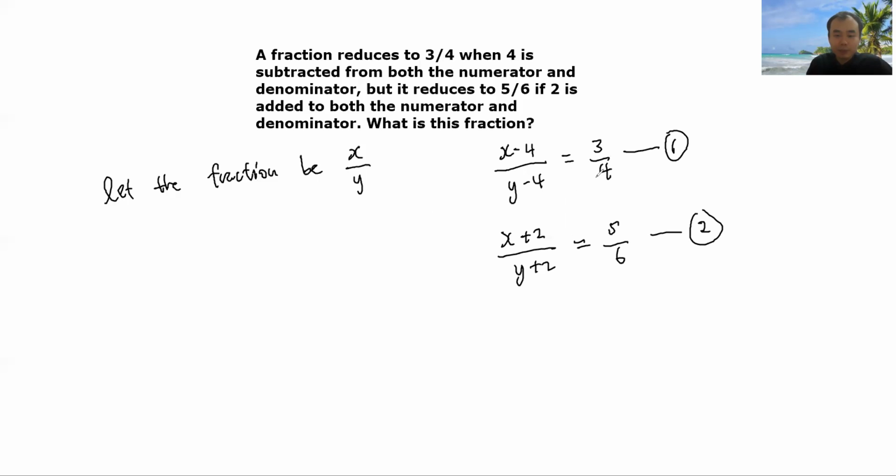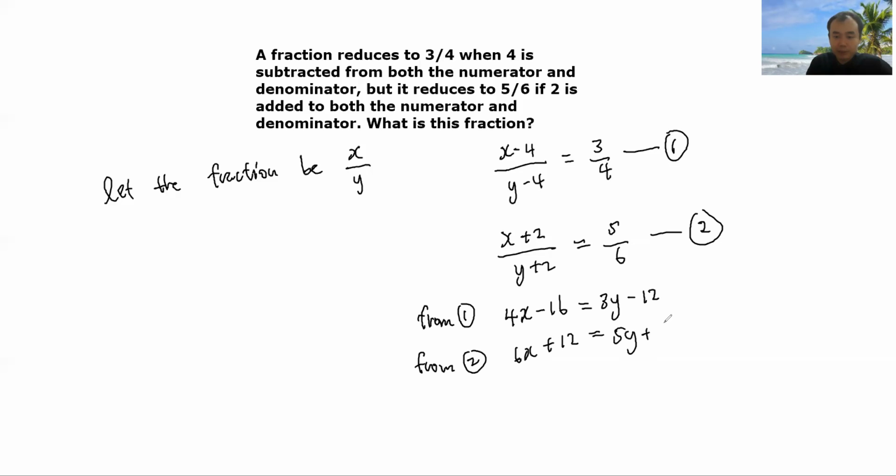Can we cross multiply here? From equation 1, I'm going to cross multiply. We get 4x minus 16 equals 3y minus 12. From equation 2, I'm going to do the same: 6x plus 12 equals 5y plus 10. Let's still call these equation 1 and equation 2.